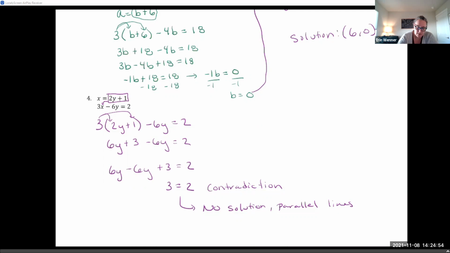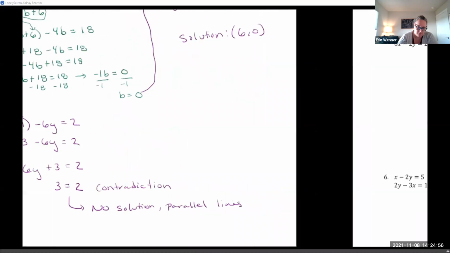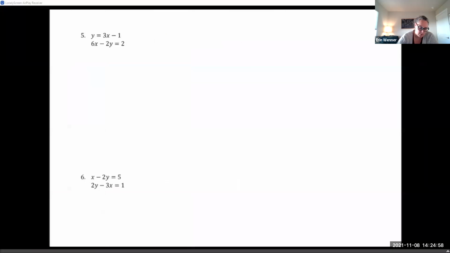Number 5 is another example of a special solution. So again, with number 5, I have a variable that's isolated. I'm going to take this stuff, y equals 3x minus 1. So I'm going to take the stuff that y equals, and I'm going to plug it in for y in the second equation. Do 6x minus 2 times 3x minus 1 equals 2.